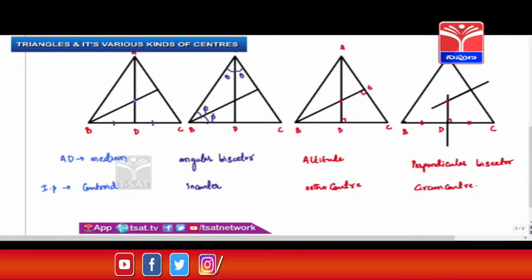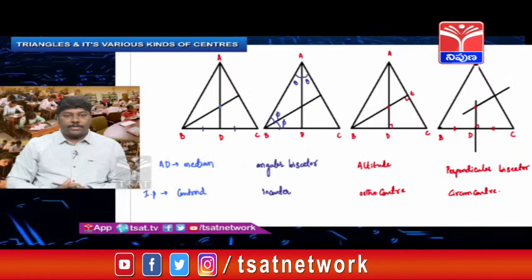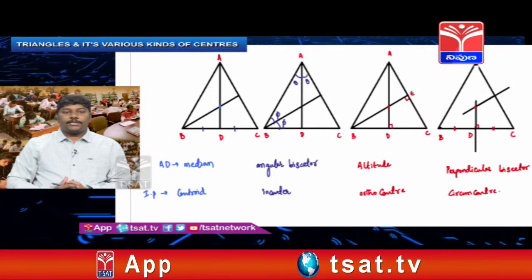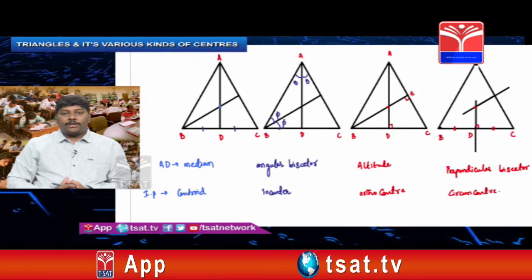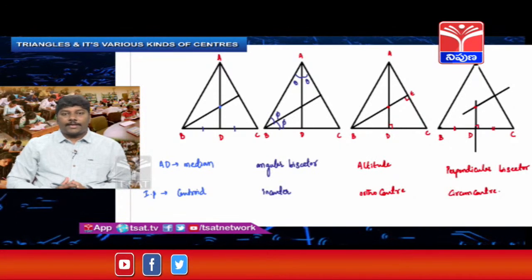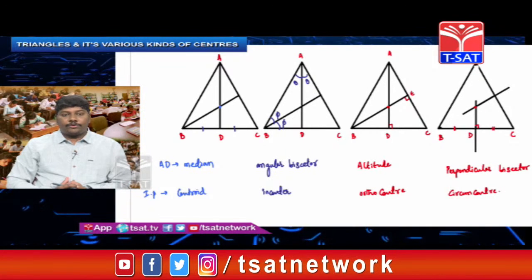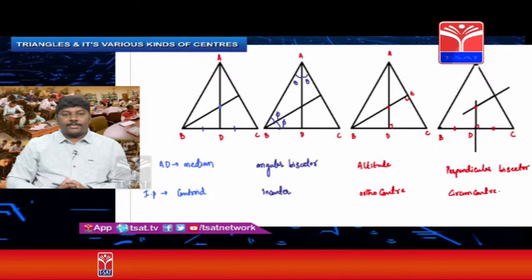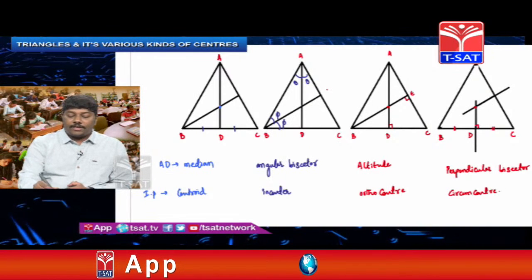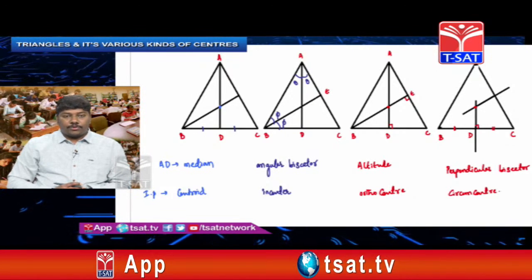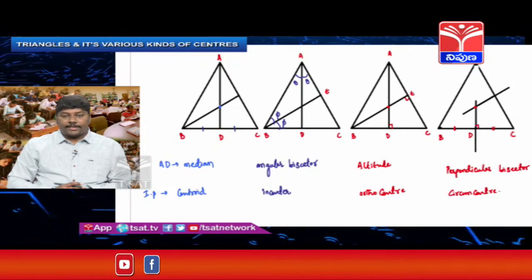First, medians. What is a median? A line which divides the opposite side into two equal parts is a median. The intersection point of medians is called the centroid. Second, the line which divides an angle into two equal angles is an angular bisector. Here AD is an angular bisector of angle A and BE is an angular bisector of angle B. The intersection point of the angular bisectors we call the incenter.